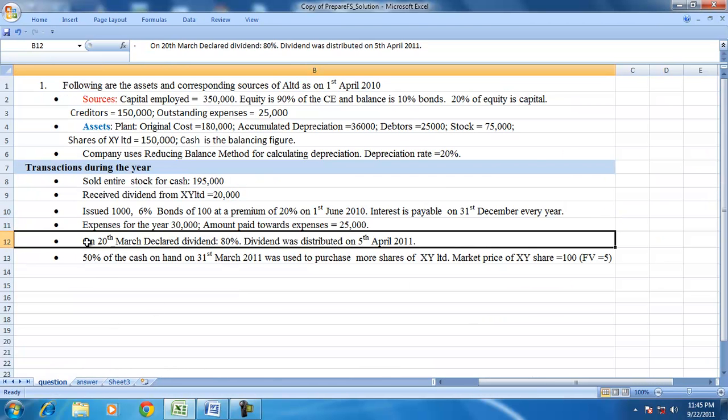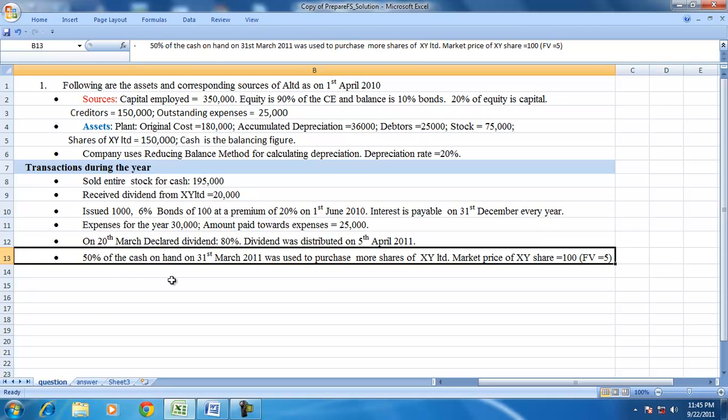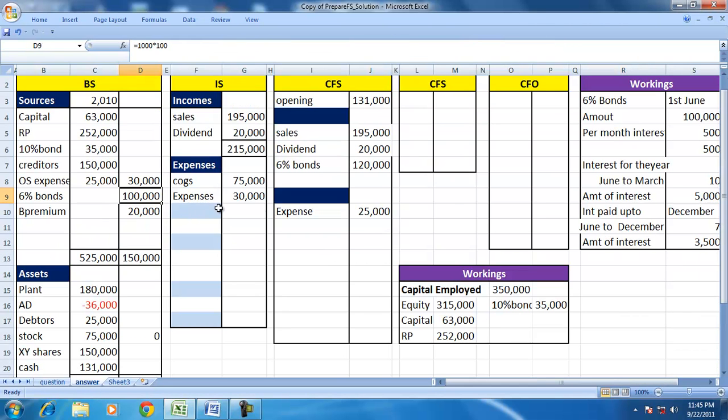After expenses, they say that the company declared dividend, but we'll discuss the dividend only after determining the profit. And whatever cash is available after making all these payments, 50% of the cash will be used to purchase more shares of X. We'll see these two at the end. So now this will give us profit before depreciation, interest and tax. So profit before depreciation, interest and tax, PBDITA, is 110,000.